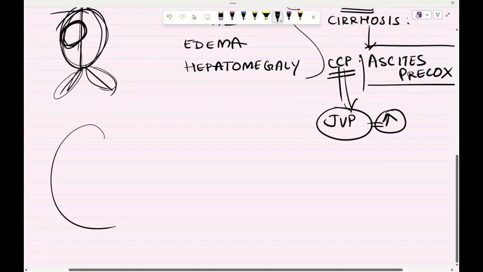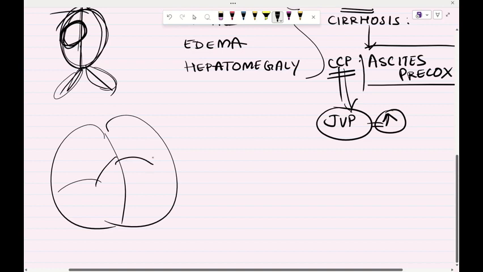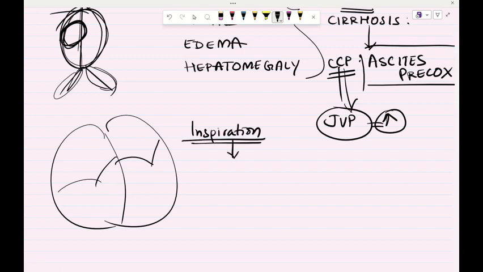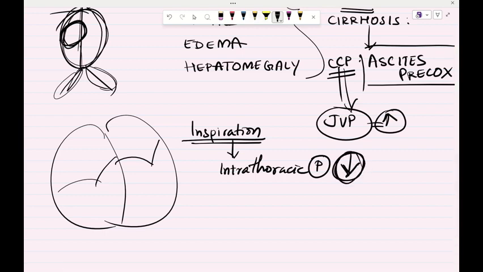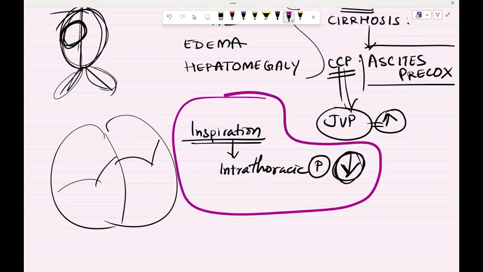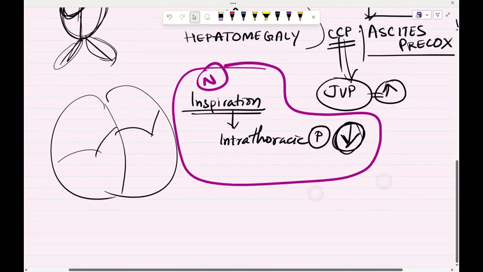So normally this is your heart. Normally, when the patient inspires, what happens? The intrathoracic pressure will fall. This is a normal thing, so mark it in purple. During inspiration, intrathoracic pressure falls. The same thing happens in chronic constrictive pericarditis also. There's a fall in intrathoracic pressure.